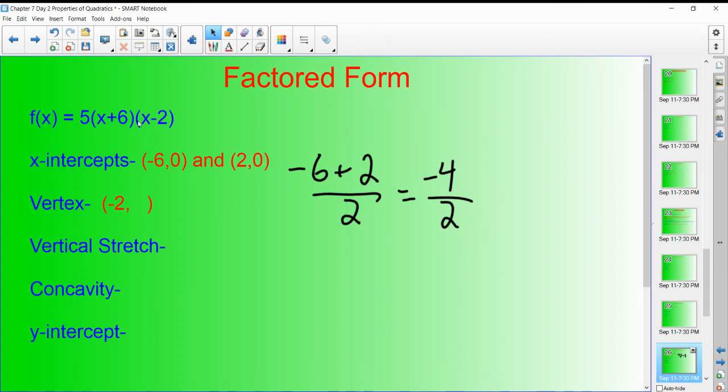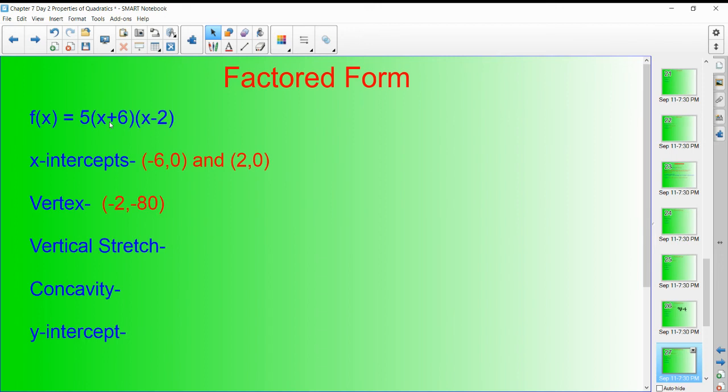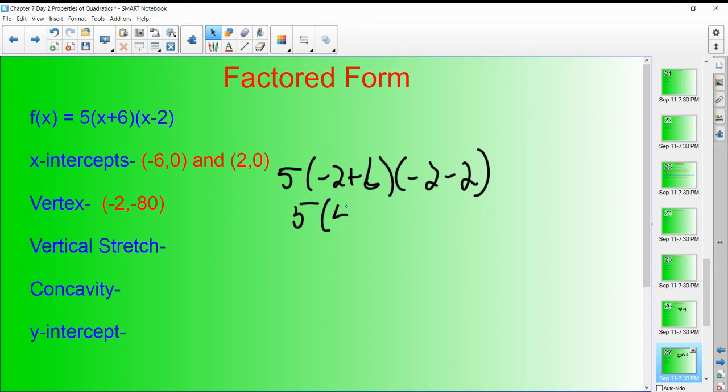So if you want to, you pause the video and go ahead and do that. Get comfortable with the calculator. Get comfortable with your mental math. You can do it. And you get -80. So 5 times -2 plus 6 times -2 minus 2. 5 times 4 times -4. Once you know one coordinate, put it in, and you can always find the other coordinate. I knew the x, I can find the y.